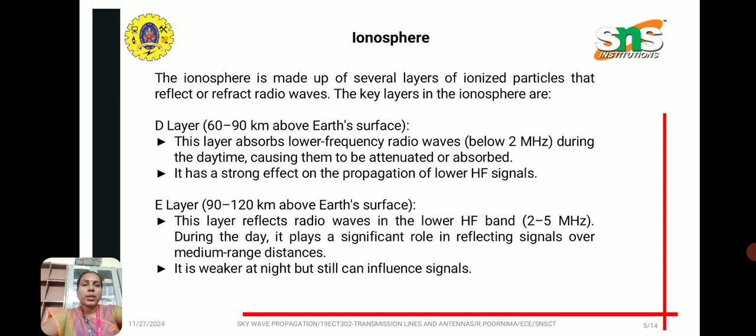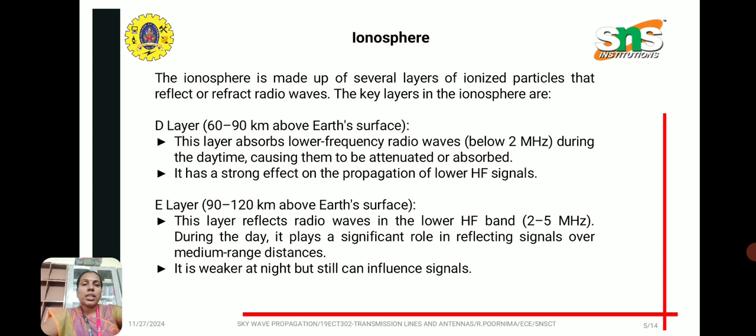So the ionosphere is made up of several layers of ionized particles that reflect the radio waves. The key layers are the D layer, which is 60 to 90 km above the Earth's surface. This D layer absorbs low frequency radio waves during the daytime, causing them to be attenuated or absorbed. It has a strong effect on the propagation of lower high frequency signals.